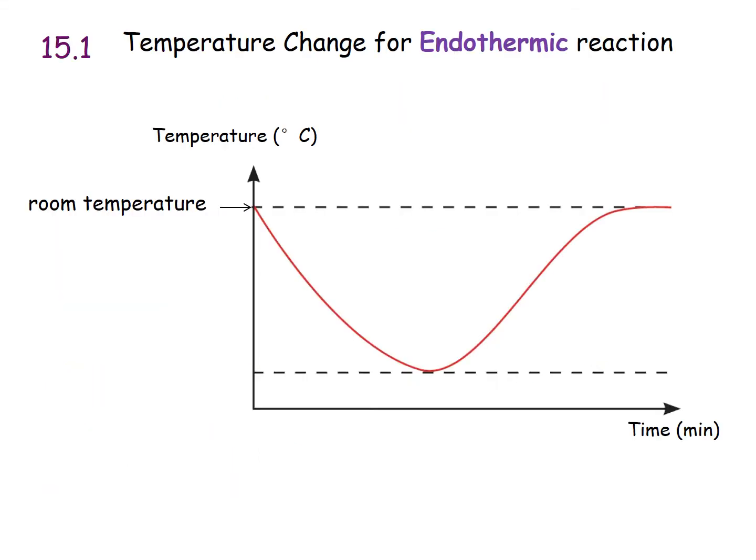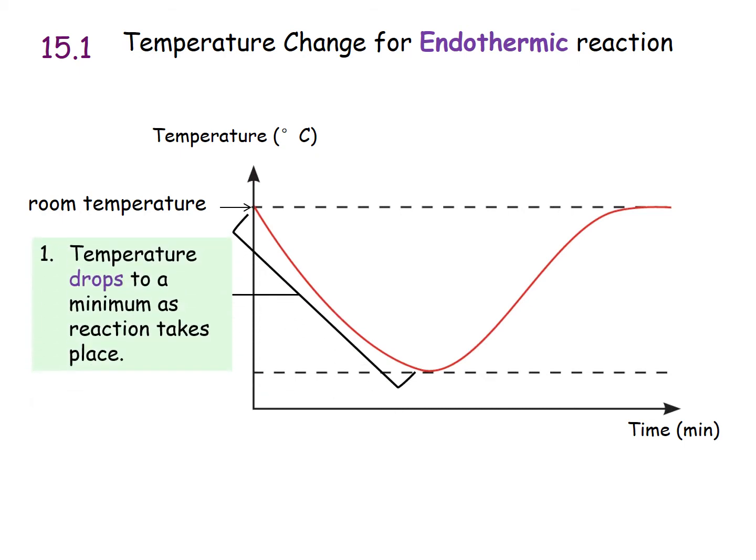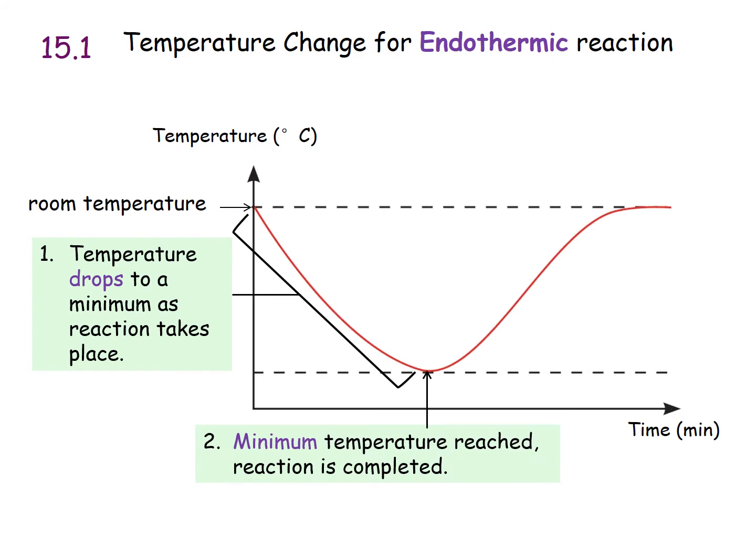This slide tracks what happens to the thermometer during an endothermic change. At the start, the water is at room temperature. In this example, it is 28 degrees Celsius. When ammonium chloride starts to dissolve, it absorbs heat from the thermometer and the cup and the container. So the thermometer will fall until it reaches a minimum. Now it reaches a minimum when all the ammonium chloride has dissolved.